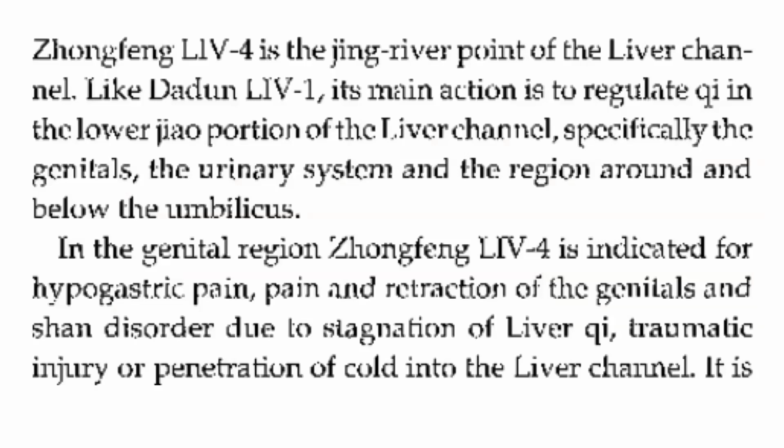Liver 4 is the Jing River point of the liver channel. Like liver 1, its main action is to regulate qi in the lower jiao portion of the liver channel, specifically the genitals, the urinary system, and the region around and below the umbilicus. In the genital region, liver 4 is indicated for hypogastric pain, pain and retraction of the genitals, and shan disorder due to stagnation of liver qi.